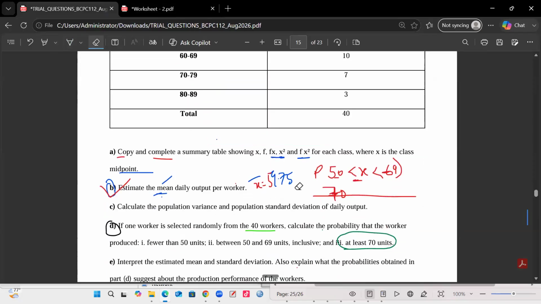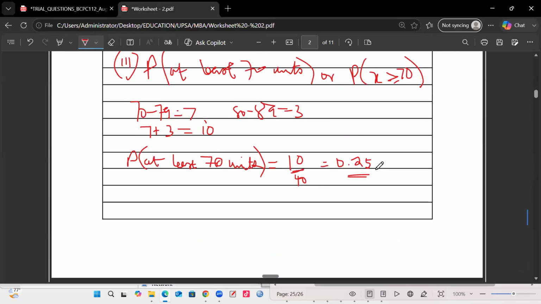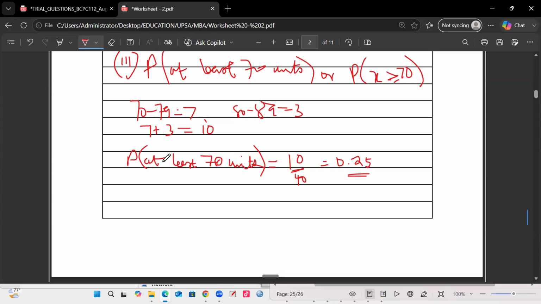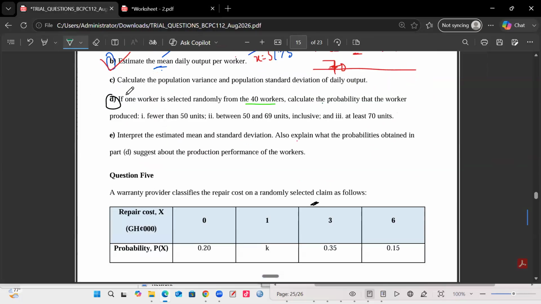So when you add all the probabilities, you should get 1. Yes, total probability should be 1. But here they are called proportions of the 40. So everything should be 1. That's how probability should work out. Okay, so we are done with this one. We are done with D.